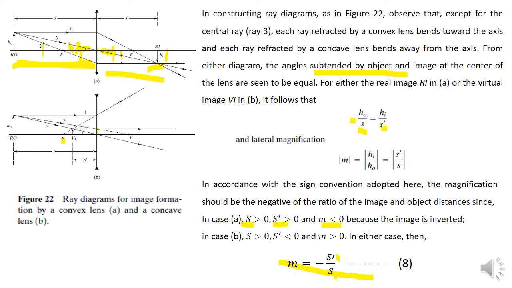While in the second situation, when the object distance is positive, meaning the object is real, and the image distance is negative, this means that the image is virtual, then m will be positive. This means that the image will be upright, as you can see in this figure. Here this distance is the object distance, from here to here. This is the object distance, which is positive, and this distance is negative, because it is to the left of the lens. So s prime is negative here, and the magnification will be positive here. So by positive we mean the image is upright, as you can see here in this figure.